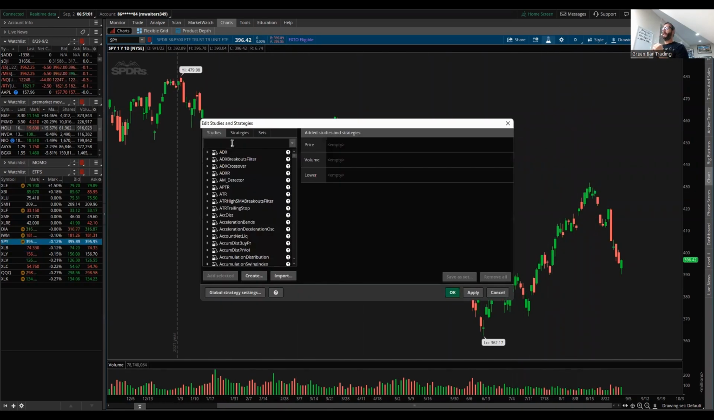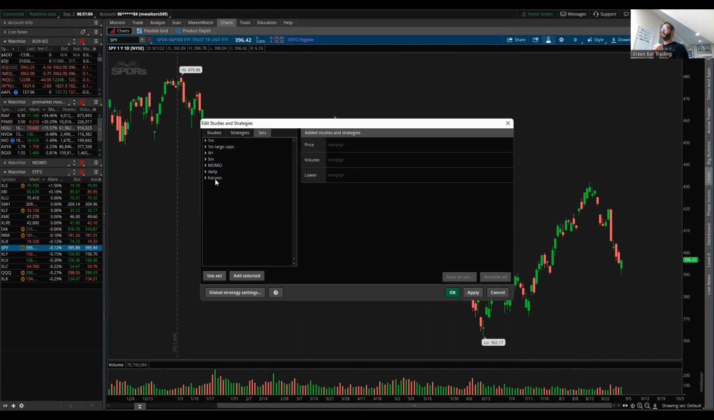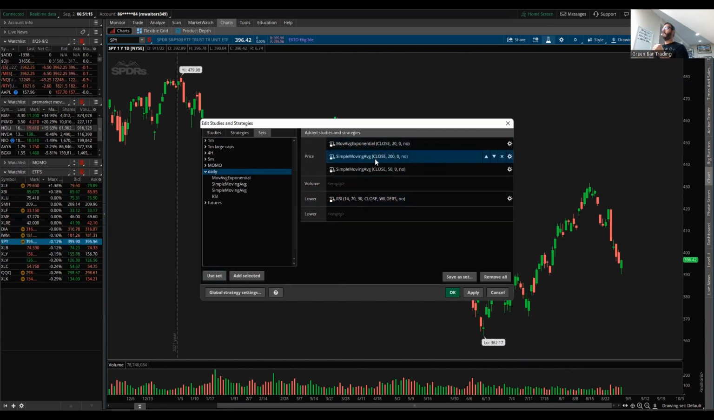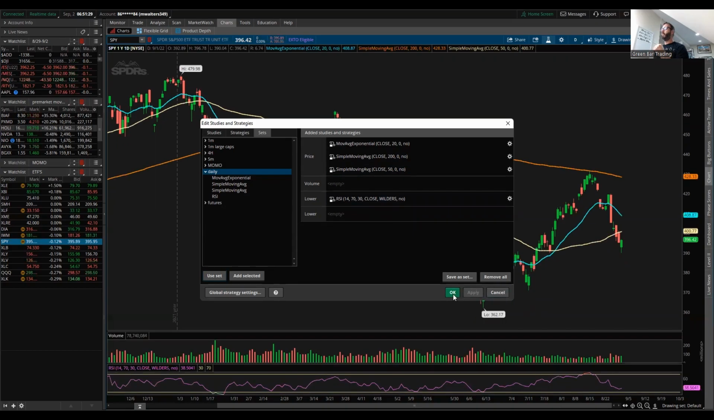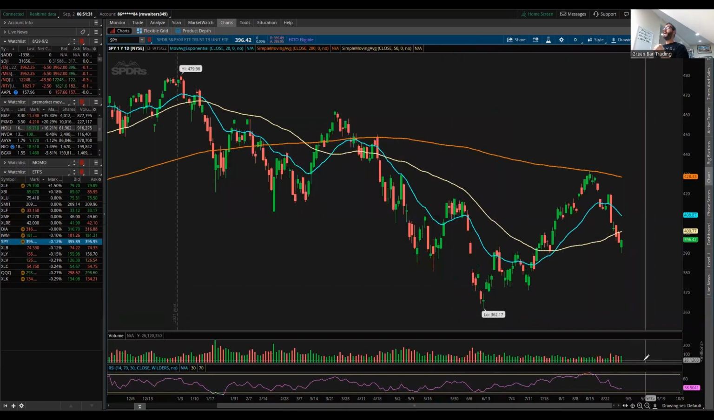What we're going to do, and I have these sets saved, ones for when I'm trading futures, when I'm trading momentum stocks on the 1 minute, the 5 minute, the 4 hour, you can see here. On the daily, this is what I like to use. So we have the 20 EMA, the 200 simple moving average, the 50-day moving average, and the RSI. So all we're going to do is apply that to the chart. Now we have some things to work with.